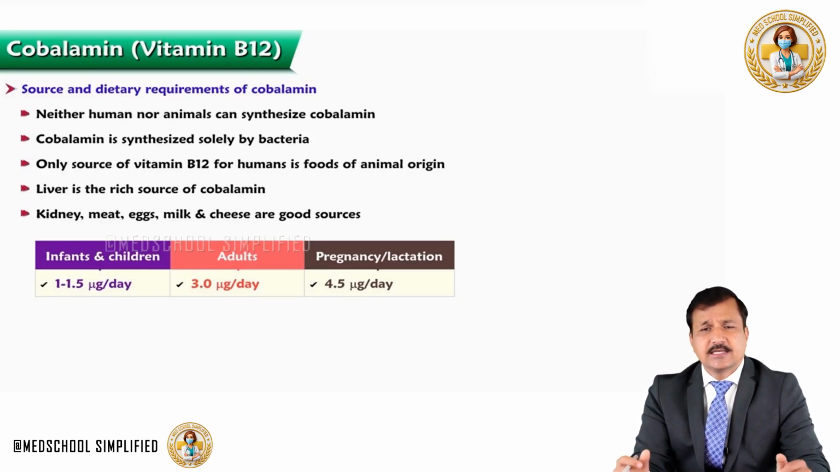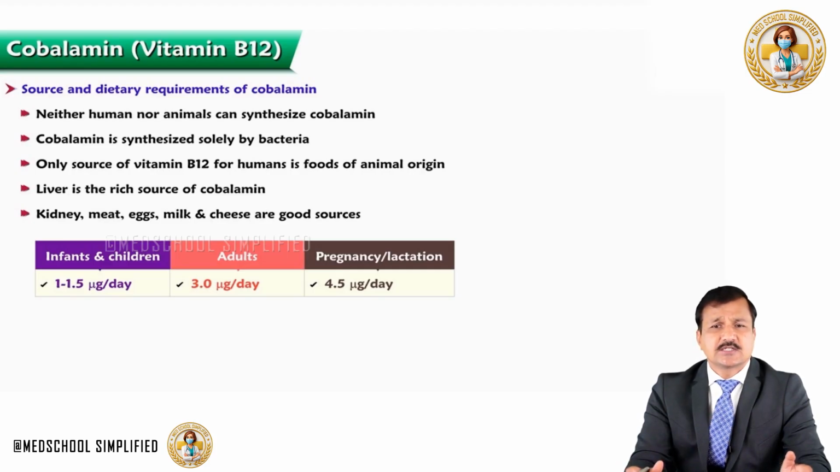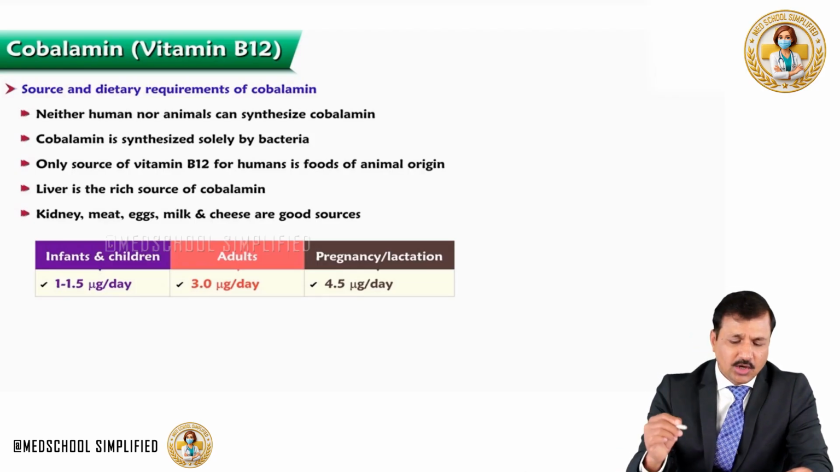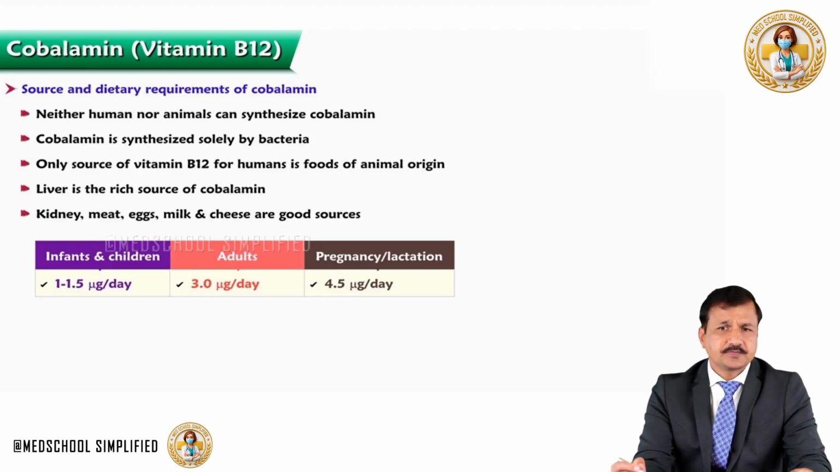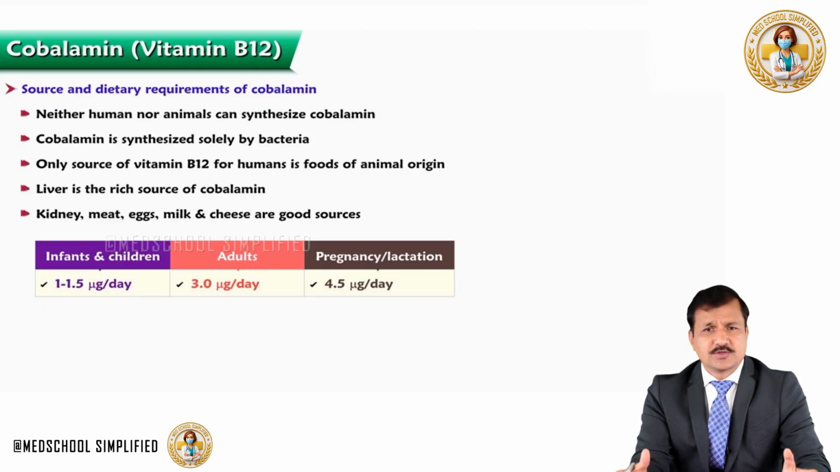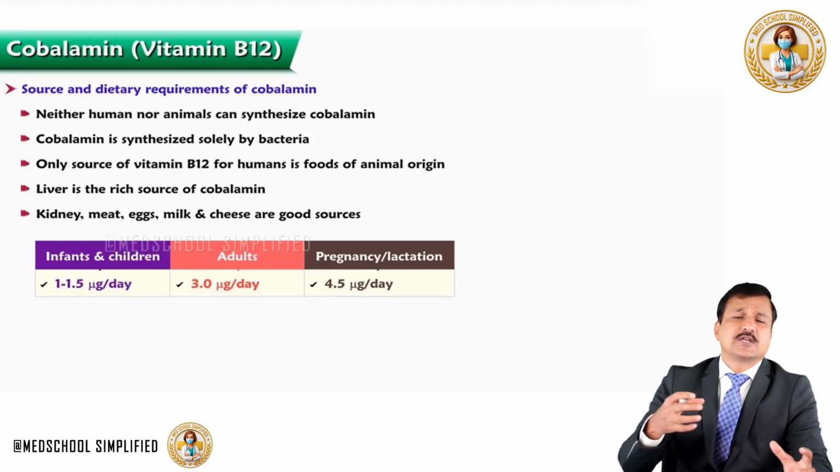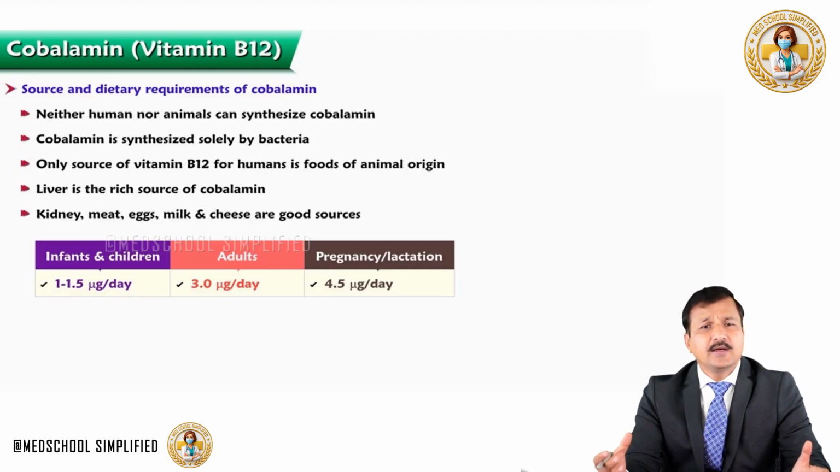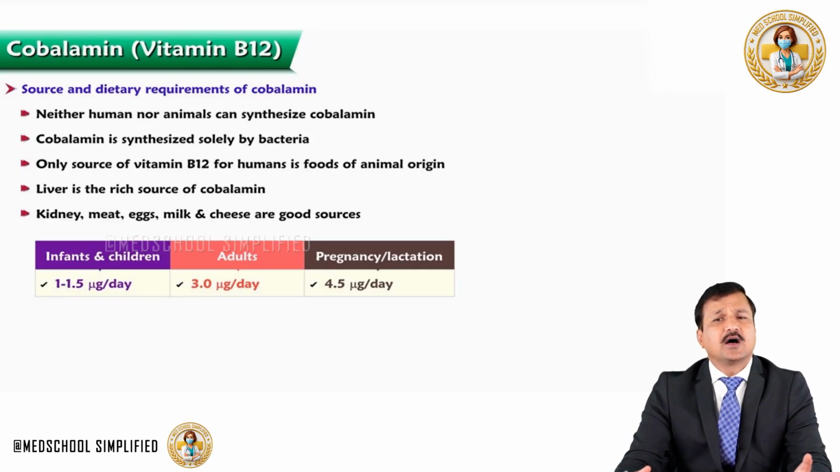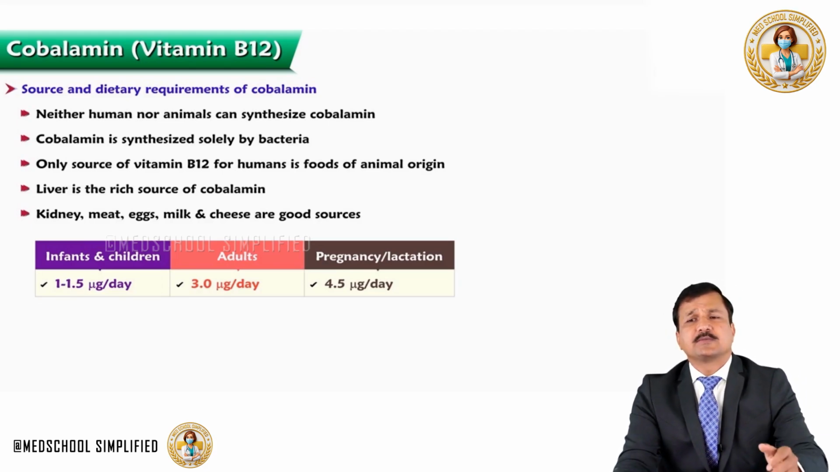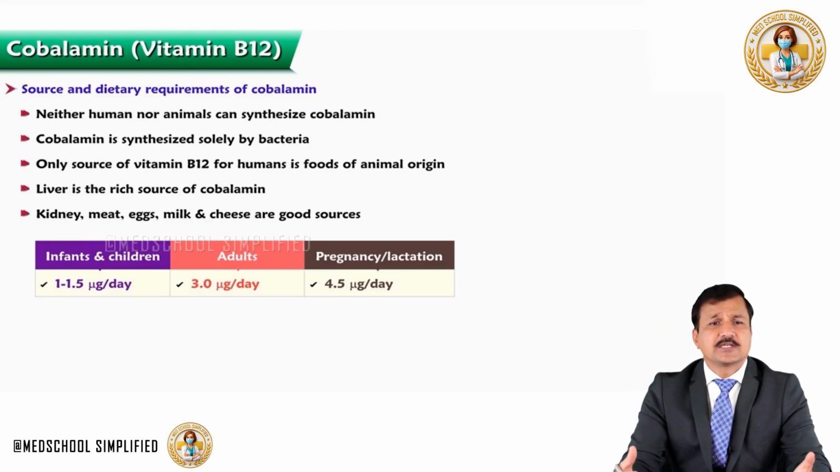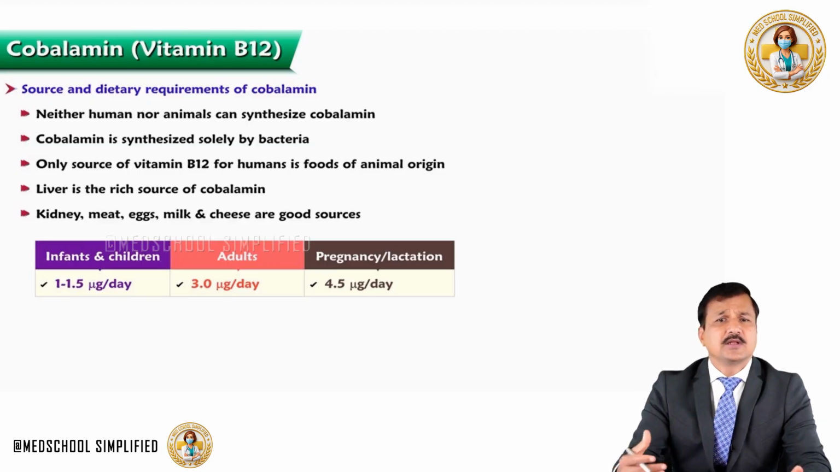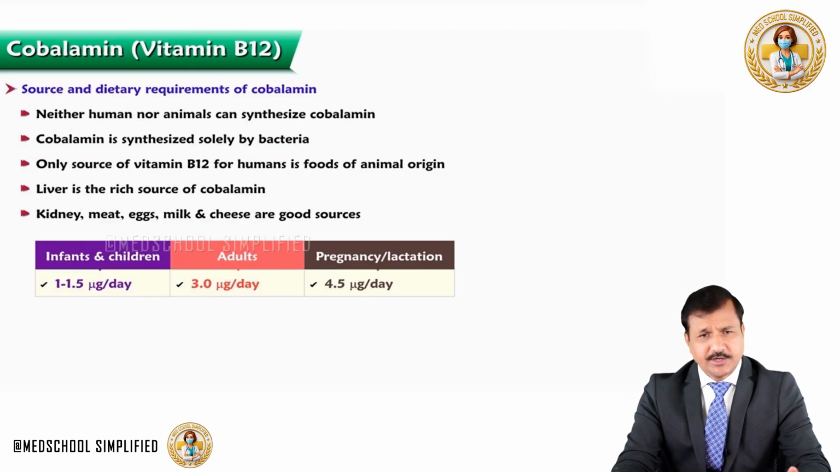So, what kind of bacteria can synthesize cobalamin? Cobalamin synthesizing bacteria are generally present in ruminant animals, for example cows, where the intestinal tract is longer and the bacteria have sufficient time to ferment the food material and make some of the cobalamin, and that cobalamin is absorbed by that particular animal and gets into its tissue.